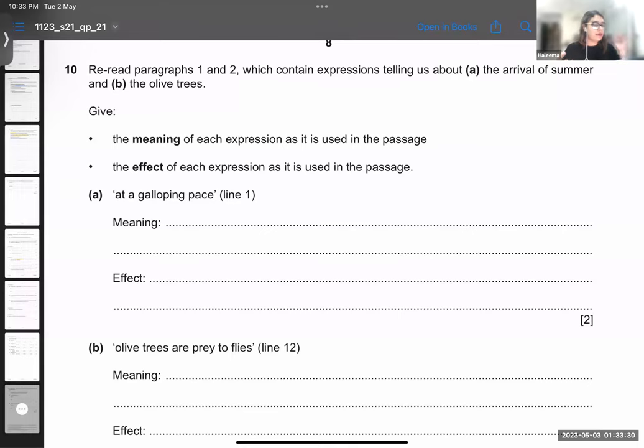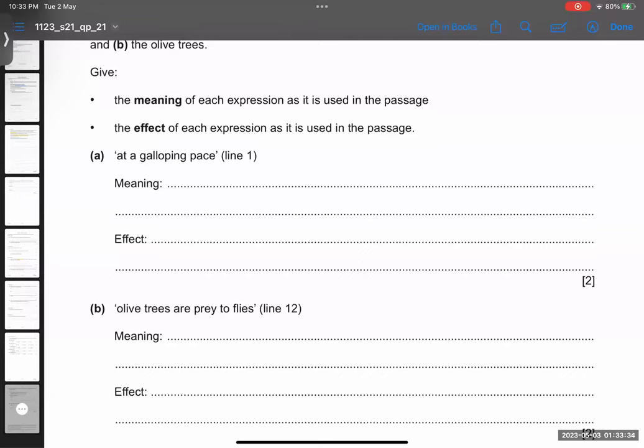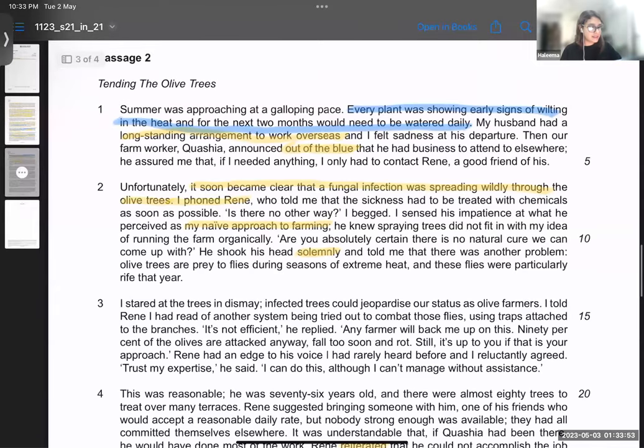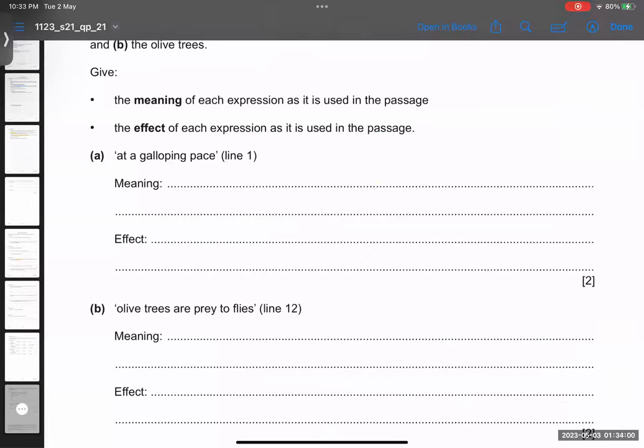So, for example, in line 1, it says, at a galloping pace. All right. So if it says at a galloping pace, the statement itself within the passage in the first line says, summer was approaching at a galloping pace. So looking at this particular statement, we know that they're talking about something that is basically the summer actually moving towards you, right? If you know the meaning of the word galloping, this is a word that's usually used for horses, right? So this could imply something that's coming towards you with a lot of speed.